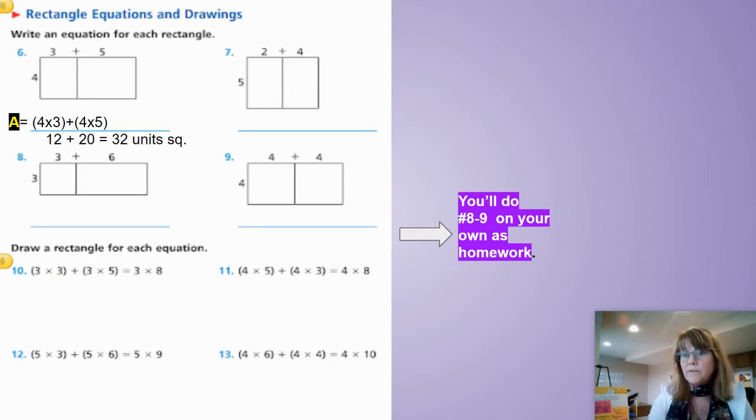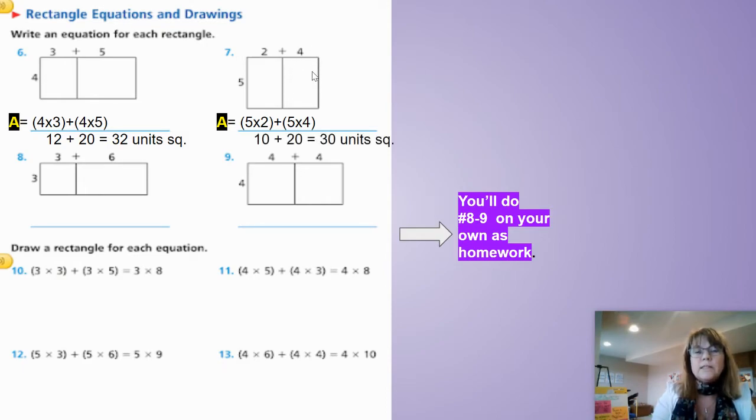All right, let's see if you got it right. So this first rectangle is 5 times 2, and we're adding it to the 5 times 4. So I should get 10 plus 20 equals 30 units squared. So on your own for homework, you're going to be doing numbers 8 and 9. But before you do that, let's look at how to do 10 and 11.